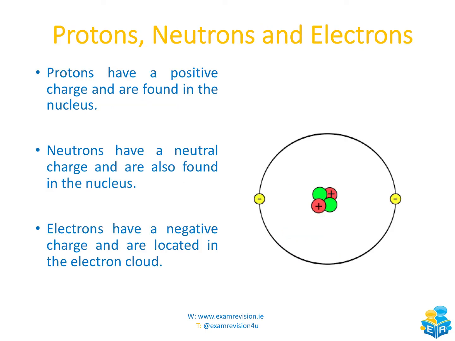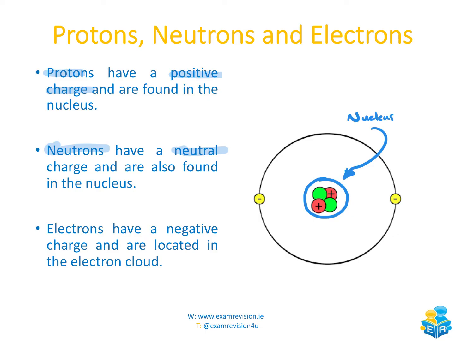So again, our protons and neutrons in here in the center, they're housed in the nucleus. And we can see here that protons have a positive charge. Okay, so P for proton, P for positive, they're found in the nucleus. Along with the protons, the neutrons are also found in the nucleus. So N for neutron, N for neutral. Neutrons have a neutral charge. They're neither positive nor negative. Okay, they're also found in the nucleus.